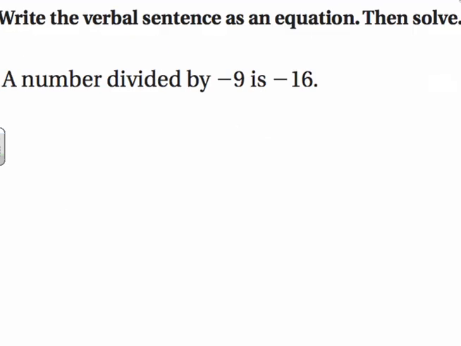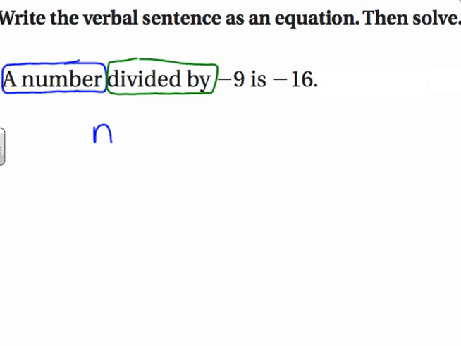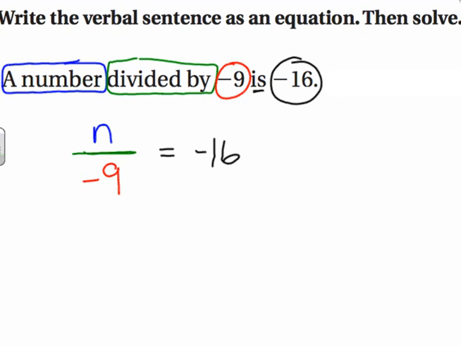Okay, next one, we're going to write the verbal sentence as an equation, and then we're also going to solve. So I'm just going to go step by step. A number would be my variable. I'm going to choose to use n. Then it says divided by, and we're going to use a fraction bar to show divided by. The number negative 9, "is" will be my equal sign. And negative 16 is just negative 16. So I get the equation n divided by negative 9 equals negative 16, which matches the verbal statement.